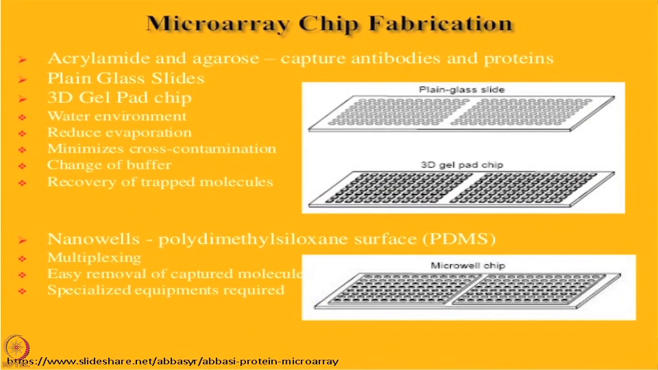I am going to talk about the peptide microarray, how we do fabrication on the microarray slide. Fabrication we do on the plain slide. These are simply captured by the agarose or acrylamide. Then this is the 3D slide. These are 3D slides which basically reduce the evaporation, minimize the cross contamination, and the recovery is better with these 3D slides, 3D gels.